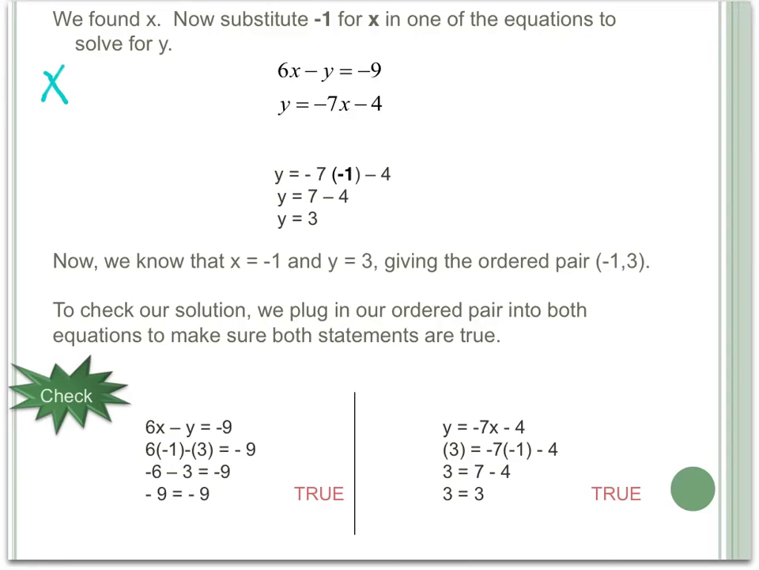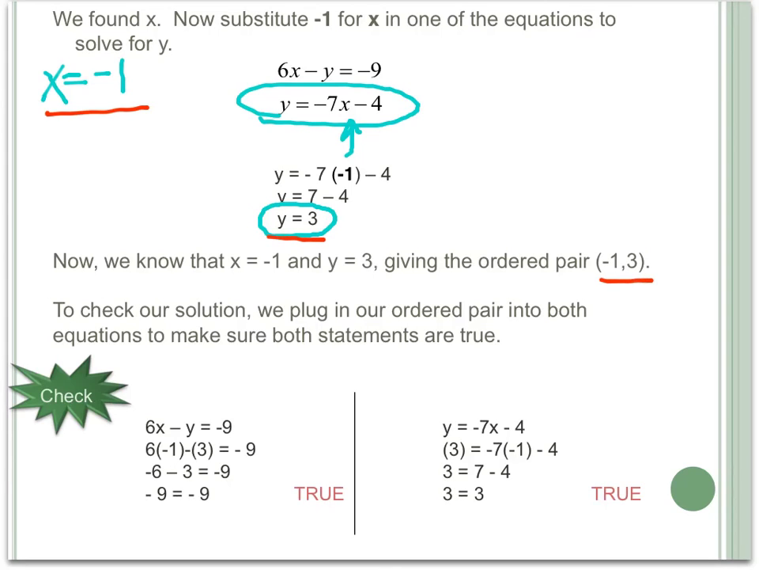We found that x equals -1. Now we can substitute that -1 in for x in one of the equations to solve for y. It doesn't matter which equation you choose as long as you solve for the y in that given equation. So let's choose the second equation to plug in x equals -1. So we have y equals -7 times -1 minus 4. When solving for y, we get y equals 3. We know that x equals -1 from before, and now y equals 3, giving us the ordered pair (-1, 3).